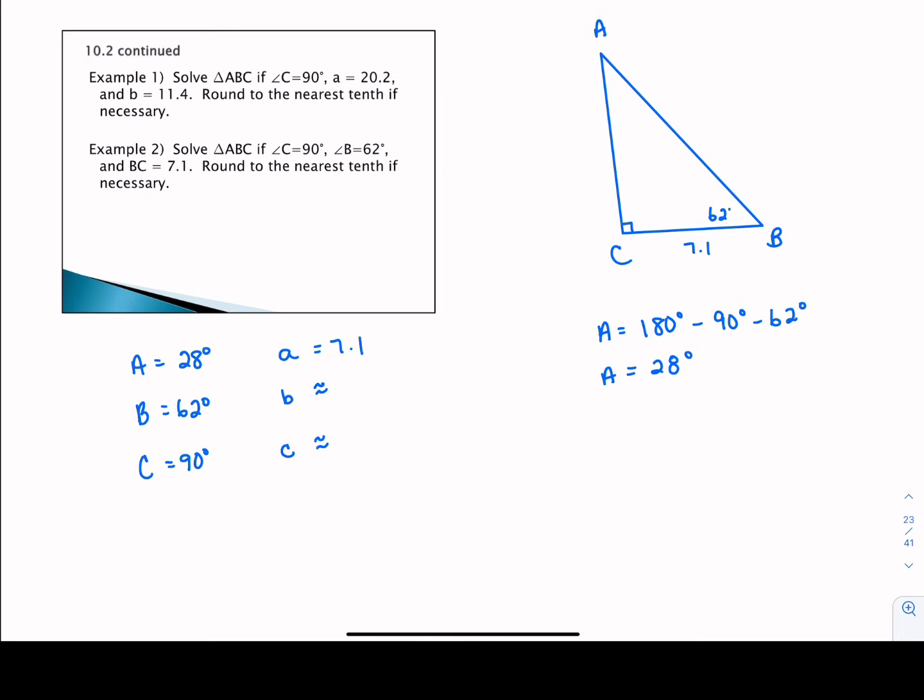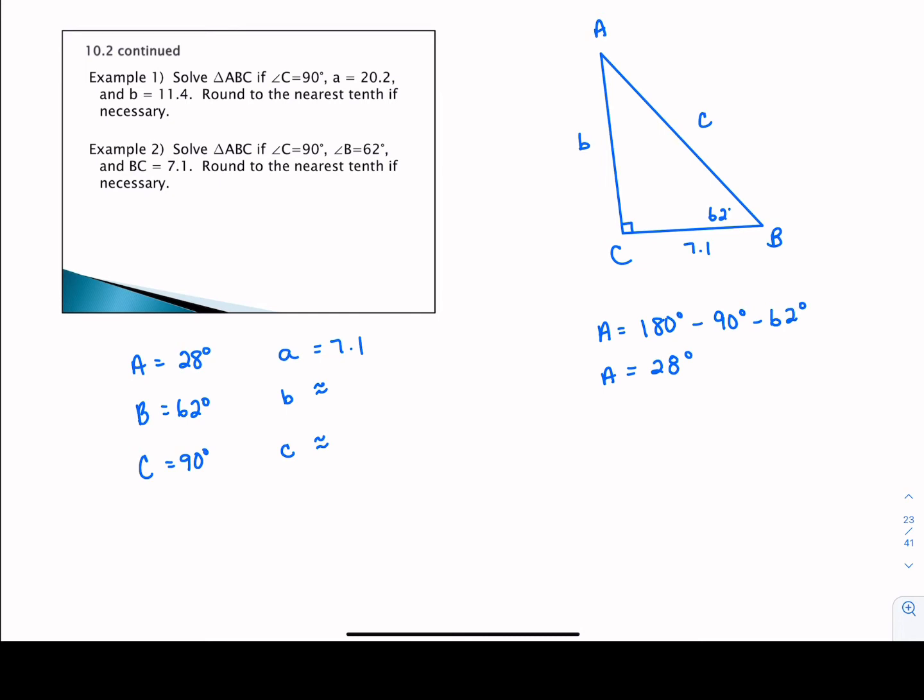So the unusual part about this question compared to the last example is we're missing two sides. We can't use Pythagoras' theorem in order to find those missing sides because I don't have enough information. We actually need to use a trig ratio in order to find these missing sides. So pick a letter first. Let's say we're talking about finding side length B.